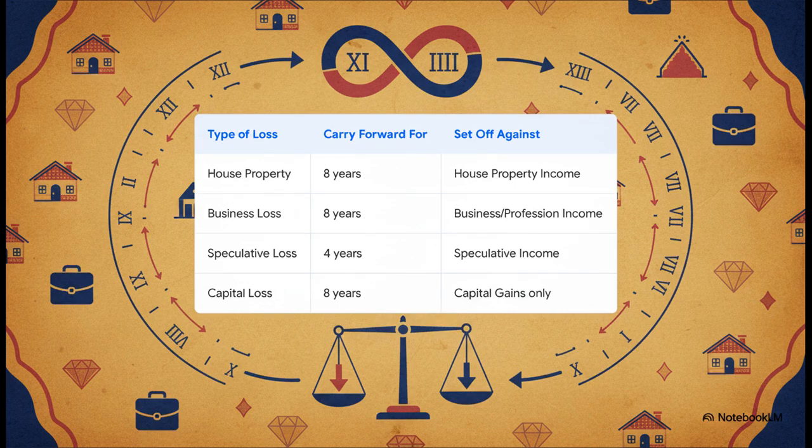This table shows that you can basically save most losses and carry them into the future for up to 8 years. But look closely, there are rules. A business loss can only be used against future business income, and a capital loss can only be used against future capital gains. It's the system's way of making sure your tax bill reflects your finances over the long haul, not just one single year.